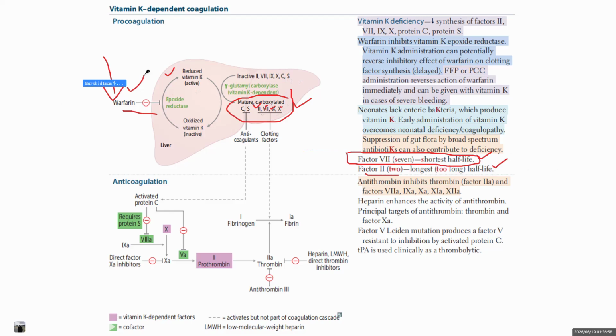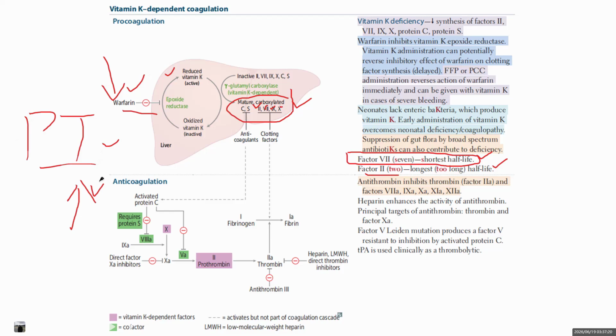So now just think about the test again. What is the test which monitors the extrinsic pathway? That is the PT test, right? That monitors that one, and that measures the extrinsic pathway. So as soon as factor 7 levels fall, the PT starts getting prolonged, of course, because that monitors the levels for that one, right?